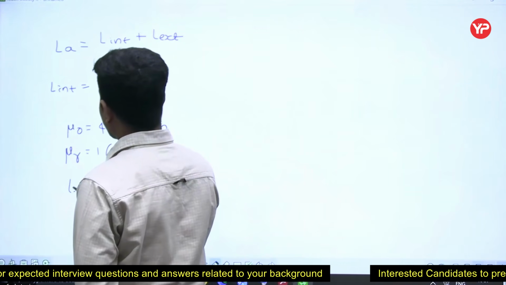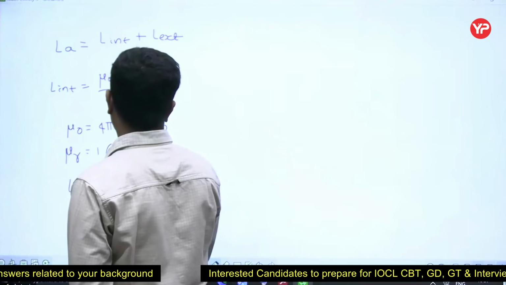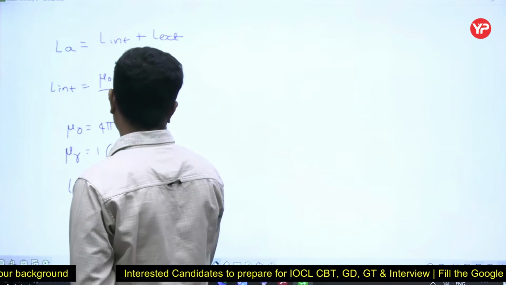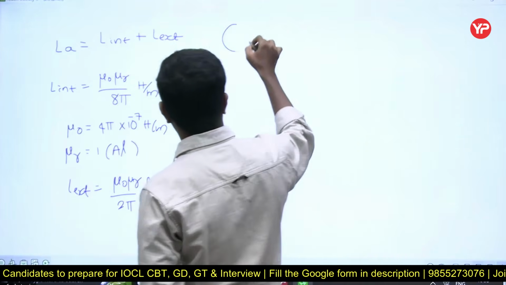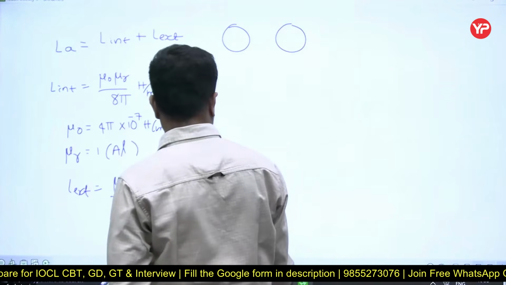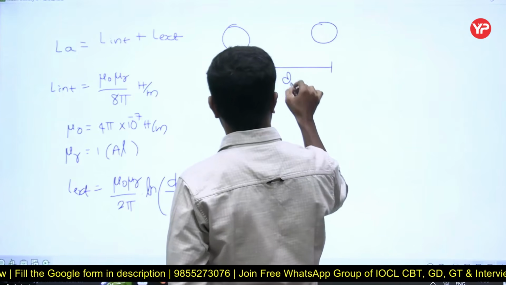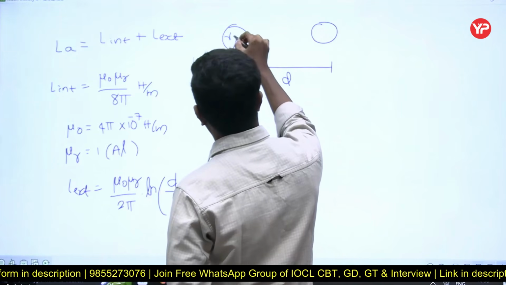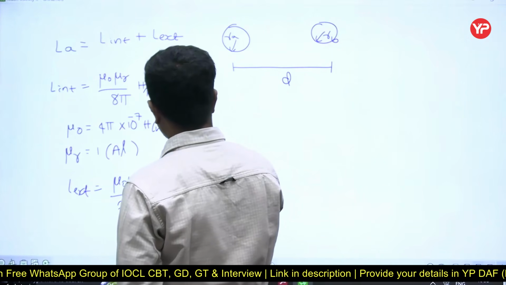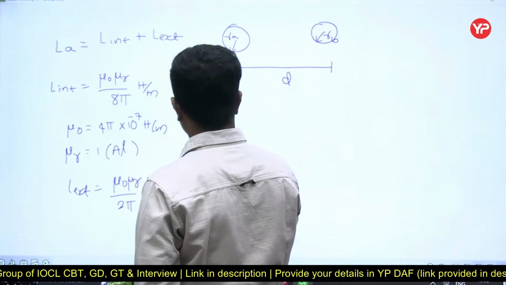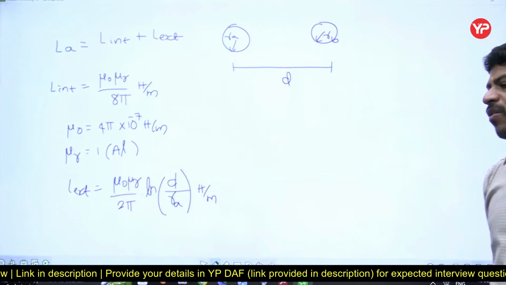Next, L external is mu naught mu r by 2 pi into natural logarithm of distance between the conductors. This is the configuration of the conductors. Center to center distance is D. This is RA. This radius is RB. Right? D by RA Henry per meter. You see, it is per meter inductance. If you want total inductance, multiply with the number of meters.